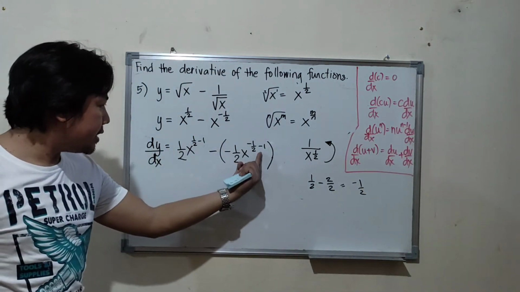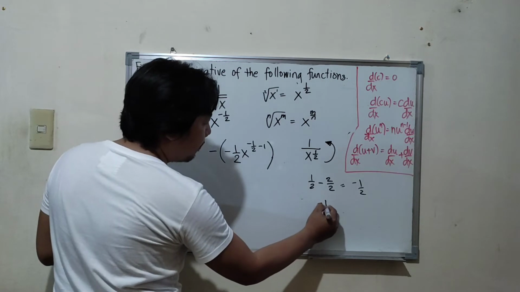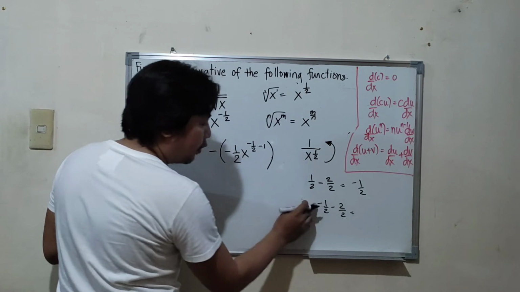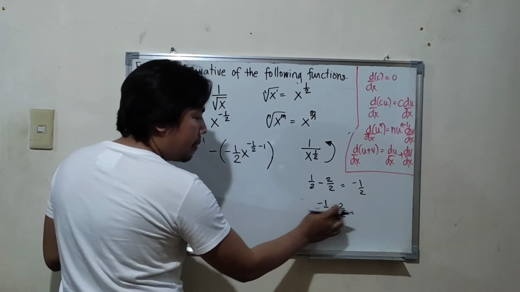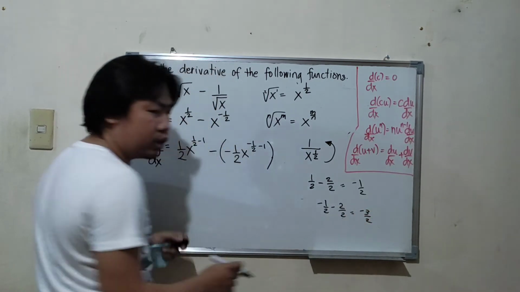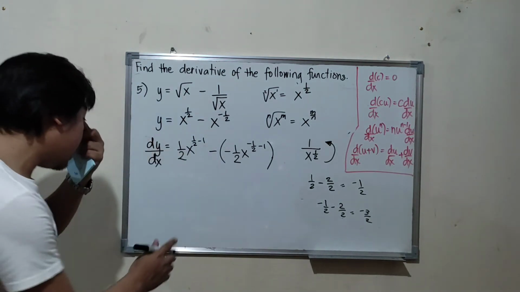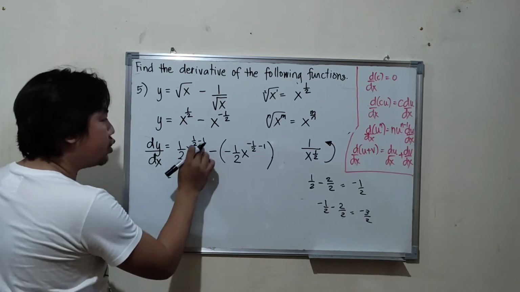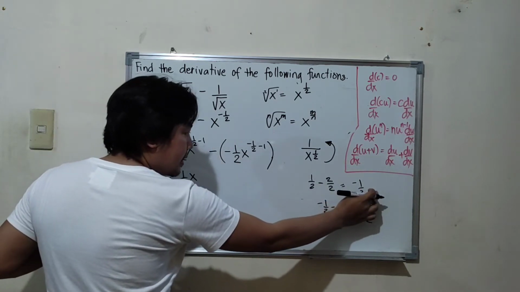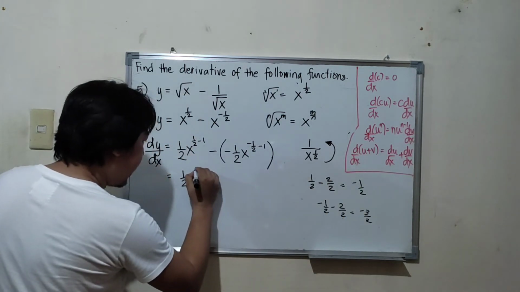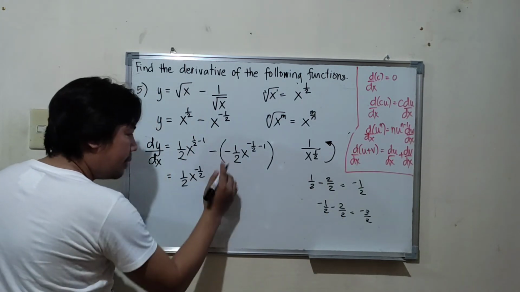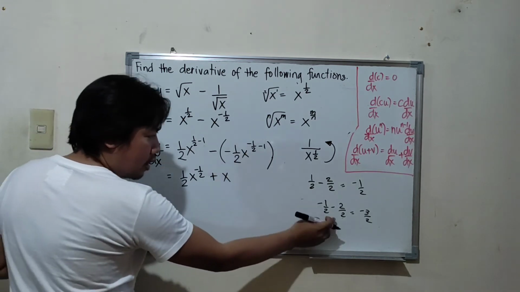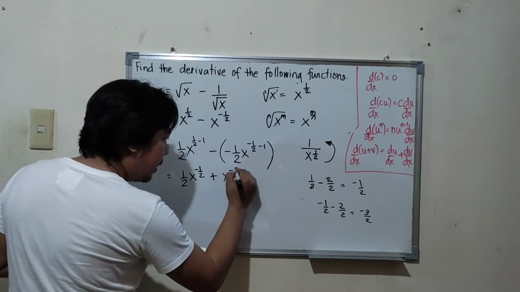Okay, then, for this term naman, so we have negative 1 half minus 1. So, again, 1 is 2 over 2. So, therefore, we have negative 1 minus 2. So, we have negative 3 over 2. Okay, so if we simplify this, this is now equal to 1 half x raised to 1 half minus 1, which is negative 1 half. Negative of negative, so that will become positive. Then x raised to negative 1 half minus 1, so this is the answer, negative 3 over 2.